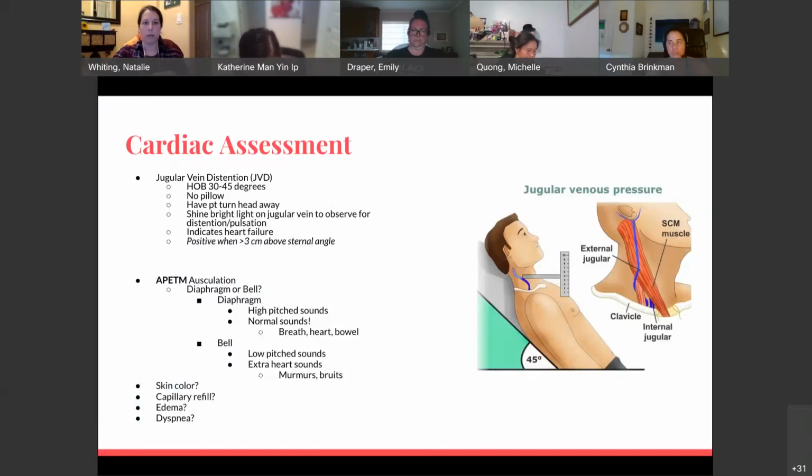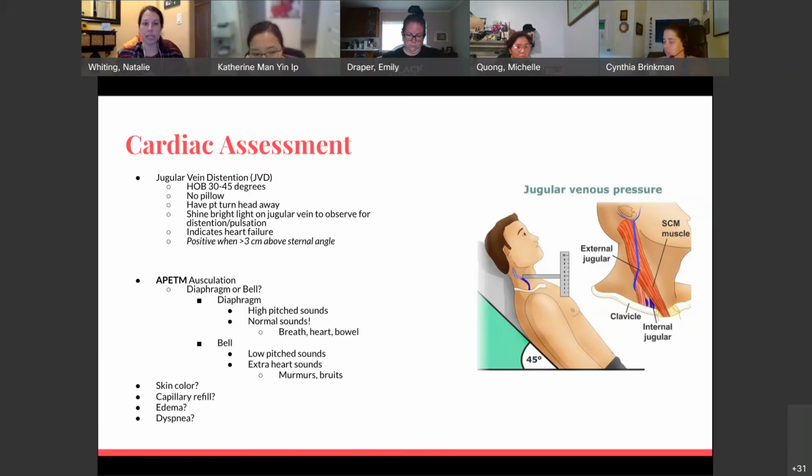Cardiac. So JVD, we want the head of the bed at 30 to 45 degrees. We don't want a pillow behind their head because they'll be guarding and crunching like that. So take away the pillow to assess that. Have the patient turn away. You're going to shine a flashlight on the area and look for that distension. It needs to be greater than 3 centimeters to be a positive finding for JVD. And again, this indicates heart failure.